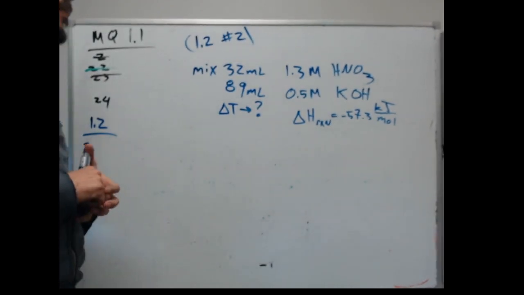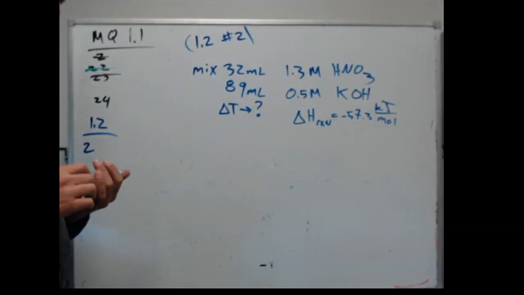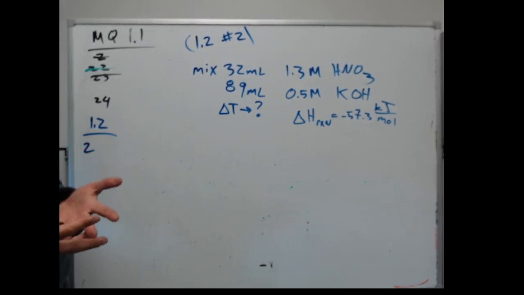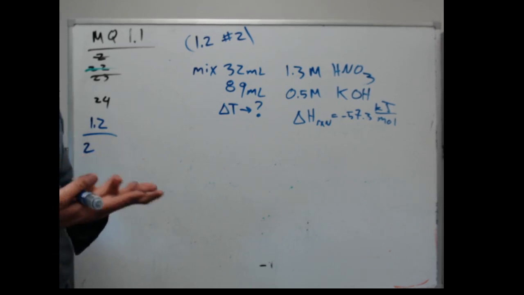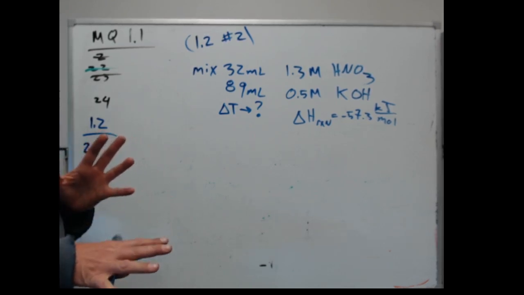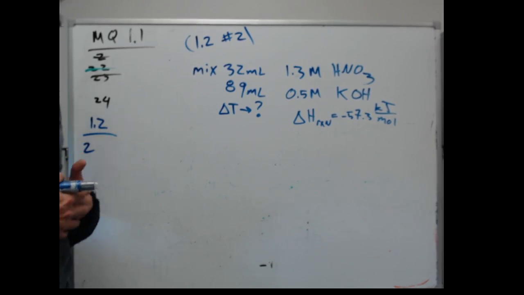Okay, so we want to get a delta T. This is kind of like the problem we just did. It's worded differently. The unknown thing we're solving for has shifted. So rather than just T final, we're saying what's the delta T.